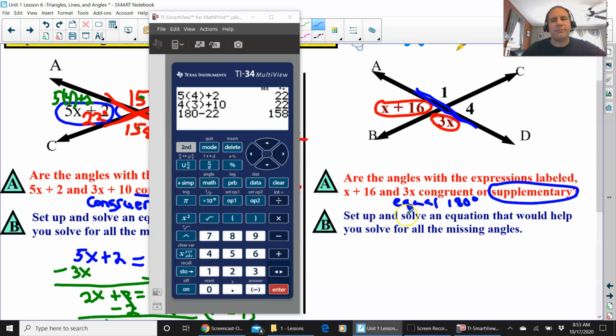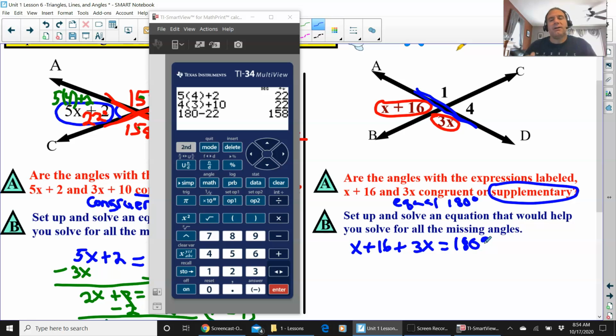So set up and solve an equation. So now that we have this, it's x plus 16 plus 3x. You can't put equals because they're not going to be equal. But if you do add them up, what should they be equal to? Supplementary angles equal 180 degrees. That's how you would set this up. Understand, the only way that you're setting angles equal to each other is if you think that they are the same angle, same measure. They look the same. These do not look the same. One's acute and one's obtuse.